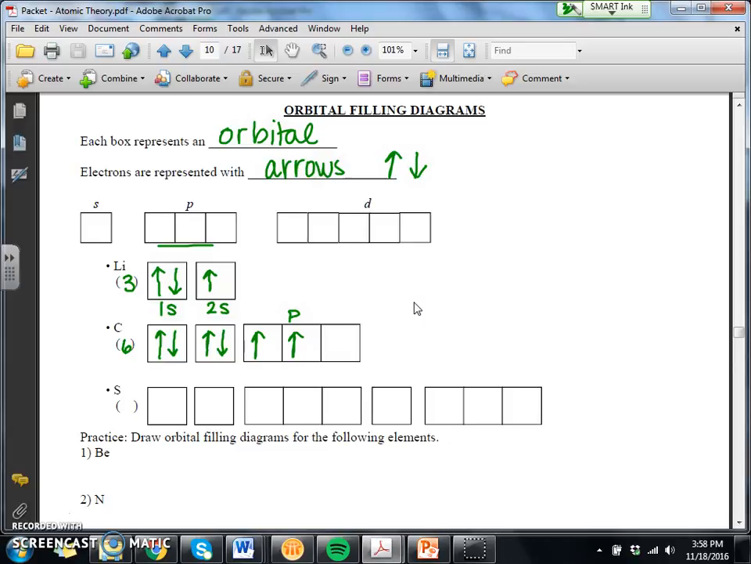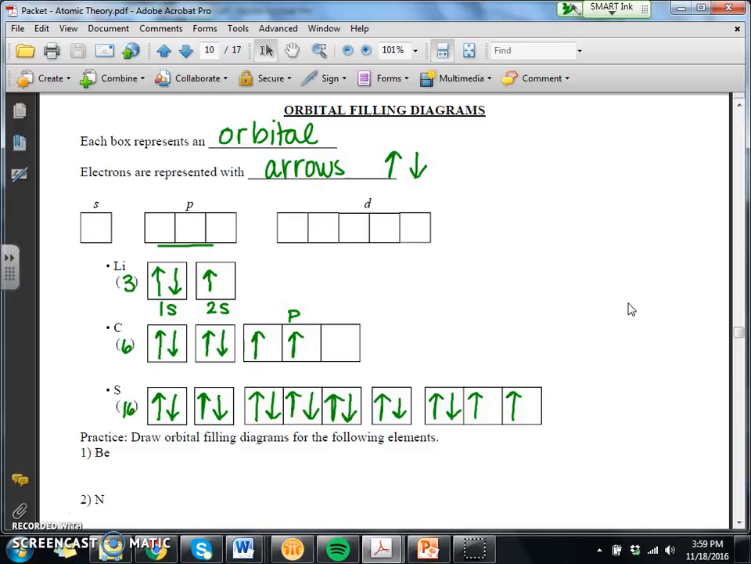If we look at the next one, we have sulfur. Sulfur has 16 electrons. So when I fill this in, say 1, 2, 3, 4. I need to put 1 in each first, so 5, 6, 7, 8, 9, 10, 11, 12, 13, 14, 15, 16. Now, you may be wondering, how did we know when I should have an S sublevel and when I should have P's? Well, it goes back to Aufbau's rule that says there's a particular order.